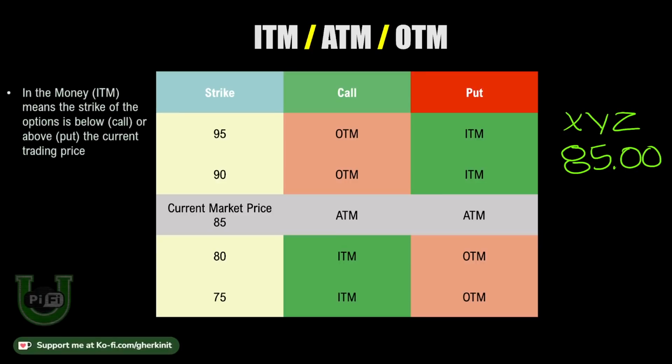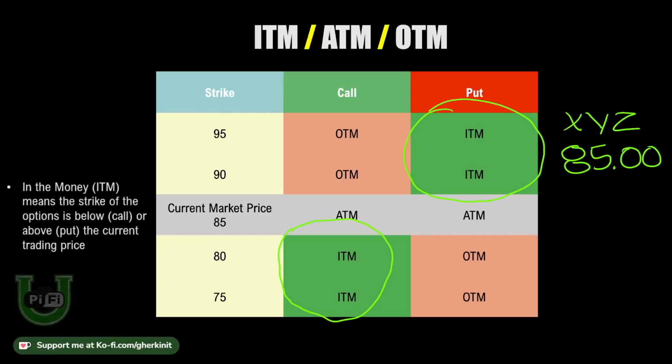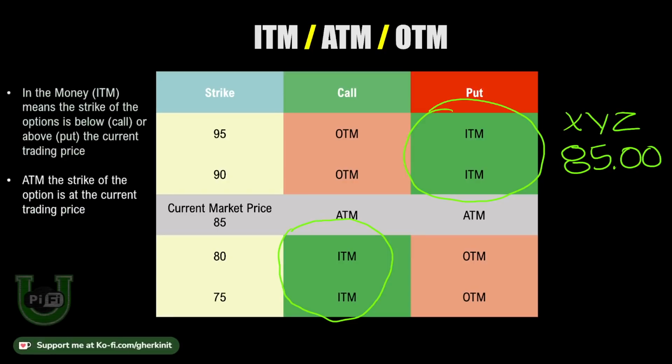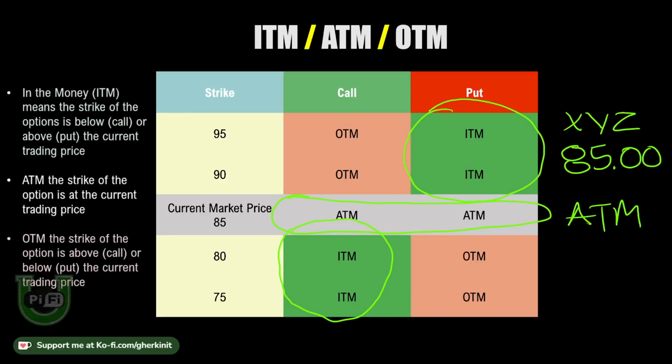In the money, or ITM, means the strike of the option is below the current trading price if a call, or above if a put. At the money, the strike of the option is at the current trading price. And out of the money, the strike of the option is above the current trading price if a call, and below the current trading price if a put.